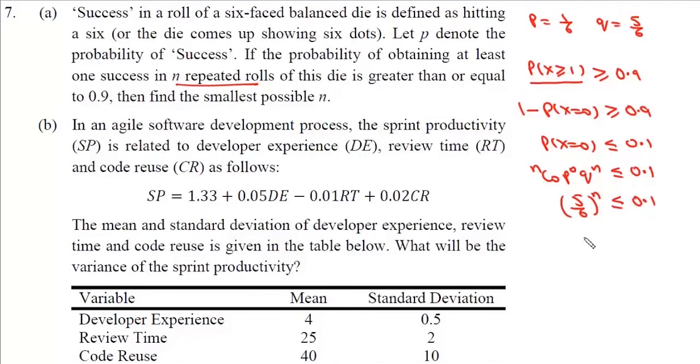Now if we take log and solve, we'll get n greater than or equal to 12 point something. So basically the smallest possible value of n must be 13, and that is the answer to this question.